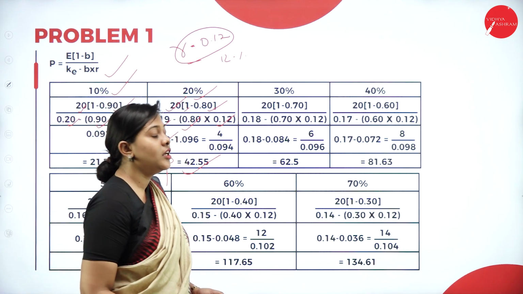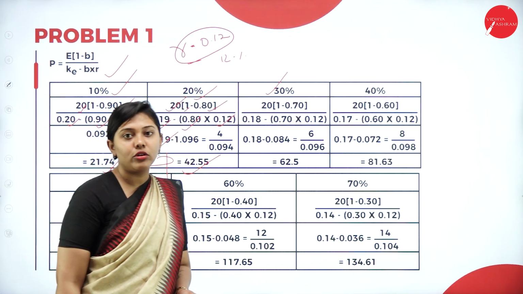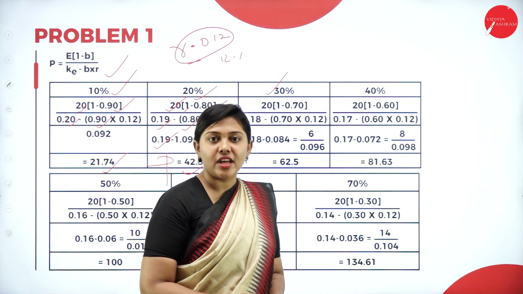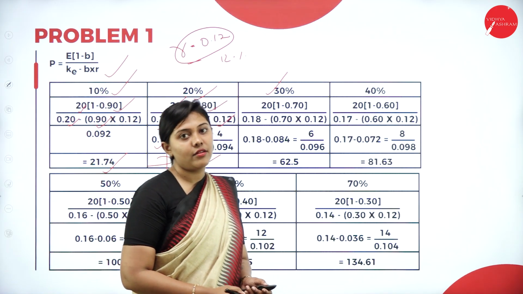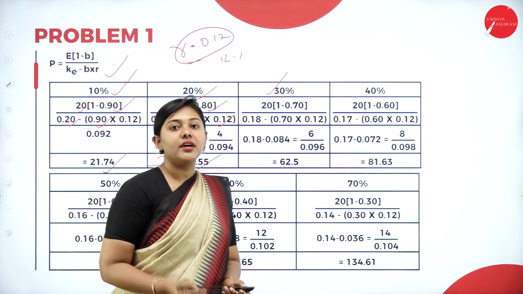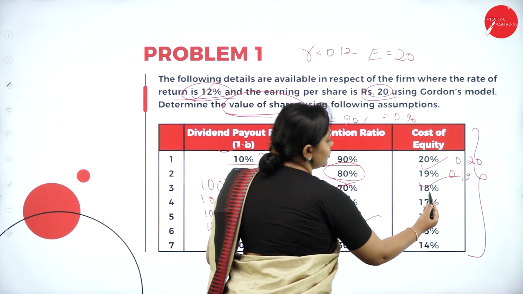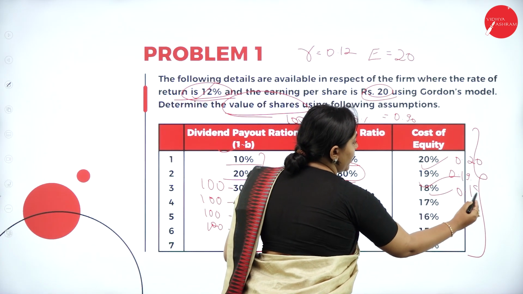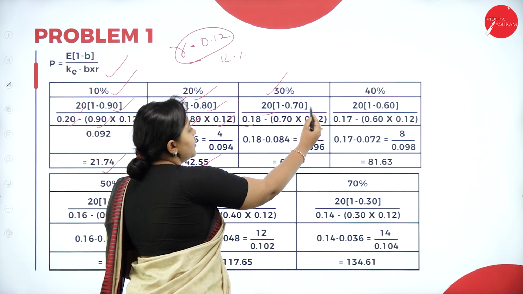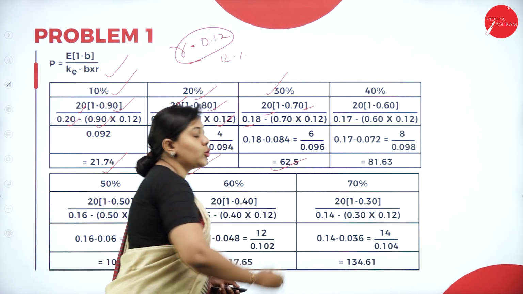42.55. Similarly, we are doing it for when the dividend payout ratio is 30%, your retention ratio will be 70%, that is your 0.70. Same return, that is your 12% return, but the equity capitalization rate is how much? Equity capitalization is 18%, 0.18. We are substituting all the values. When you solve the problem, the answer you get is how much?